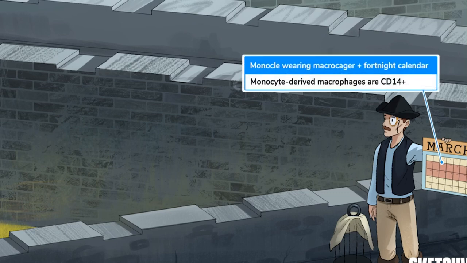And so we'll have him marking out a fortnight here. Get it? 14 is 2 weeks, which is a fortnight. See, we don't just teach you science here at Sketchy.